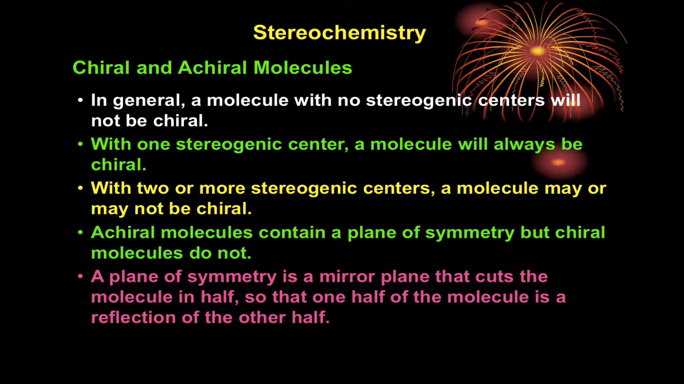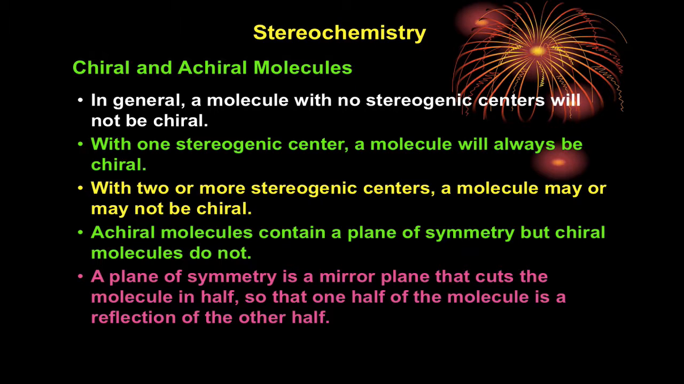In general, what do I mean by in general? Usually, but not always, okay? A molecule that has no stereogenic centers will not be chiral. Repeat that for me. A molecule with no stereogenic centers will usually not be chiral, right? All right. If we have one stereogenic center, a molecule will always be chiral.